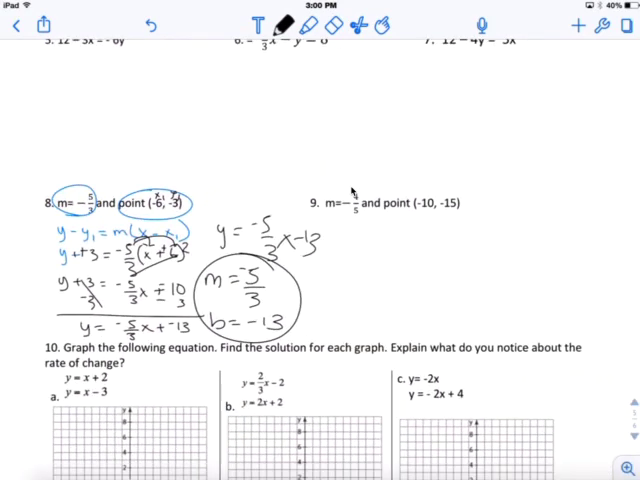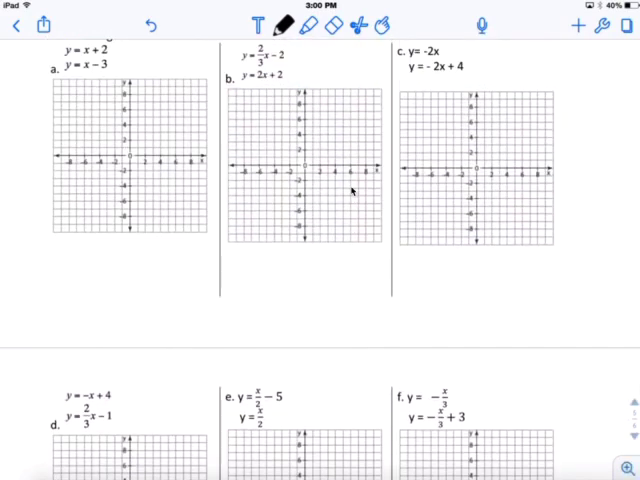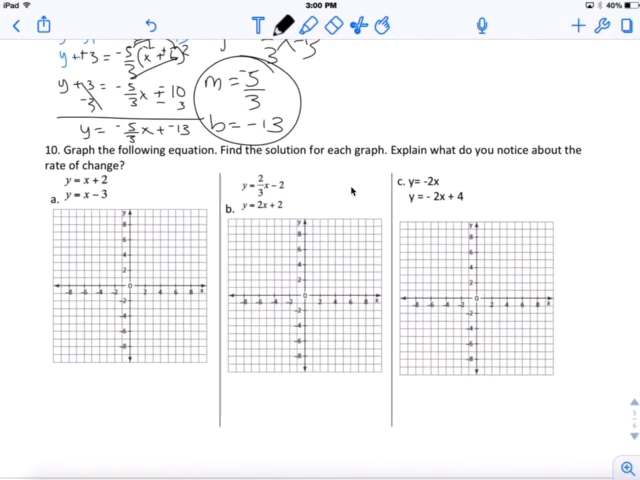All right, and the last one, try that, and then I'll go over this tomorrow. I need to go over this. It will be on your test. And then I'll give you some more to work on.